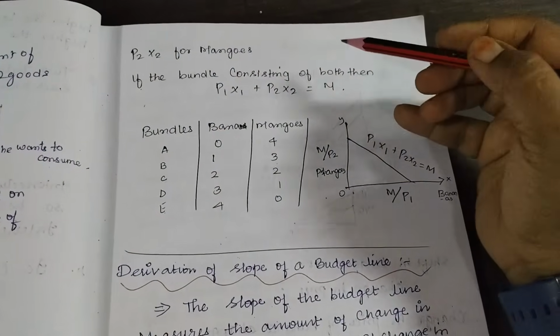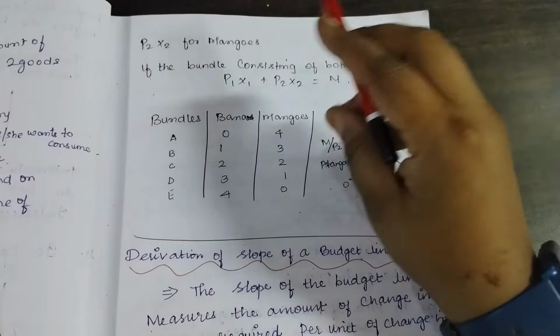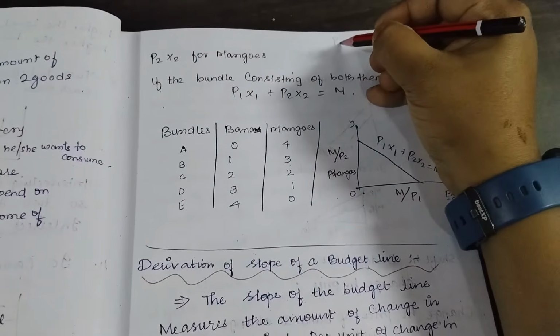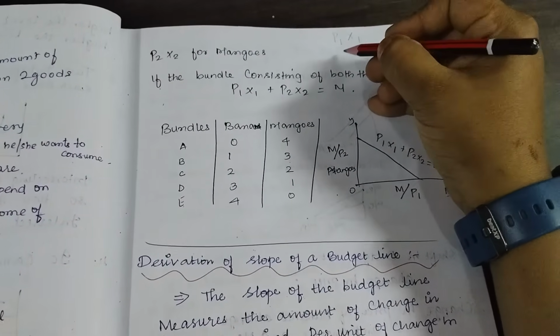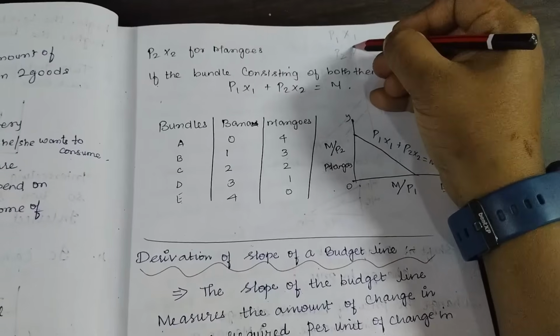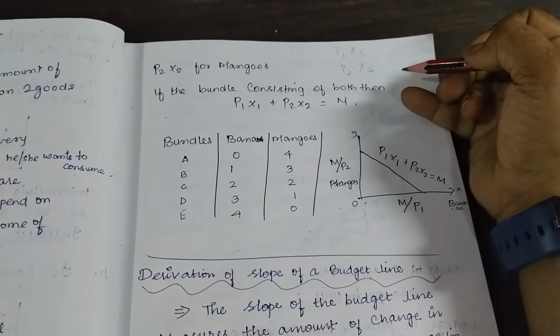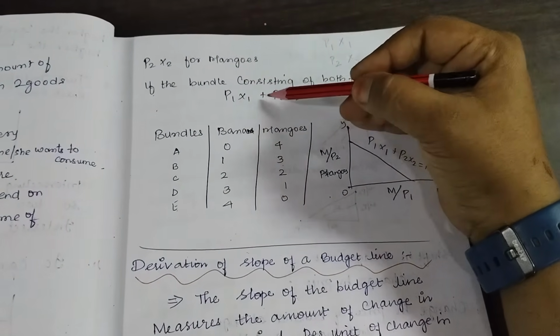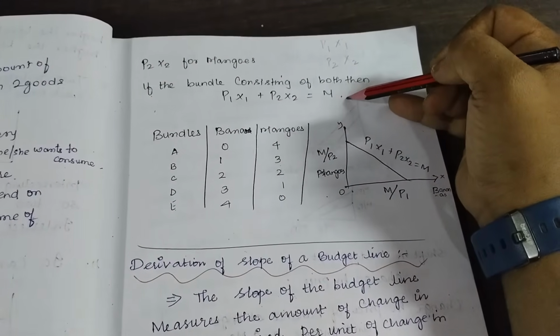Now, as you can see, price 1 is for bananas, price 2 is for mangoes. So P1 is the price of bananas, X1 is the quantity of bananas, P2 is the price of mangoes, X2 is the quantity of mangoes. So it is a bundle consisting of both of them. So P1 X1 plus P2 X2 is equal to income.